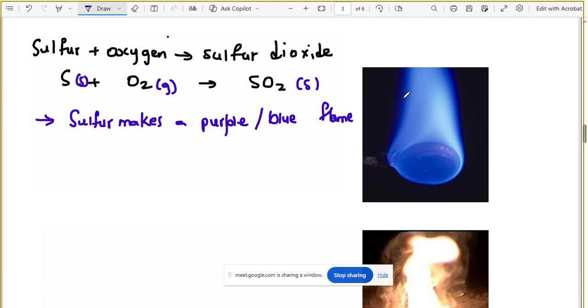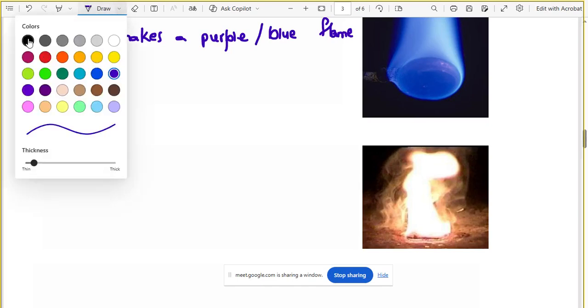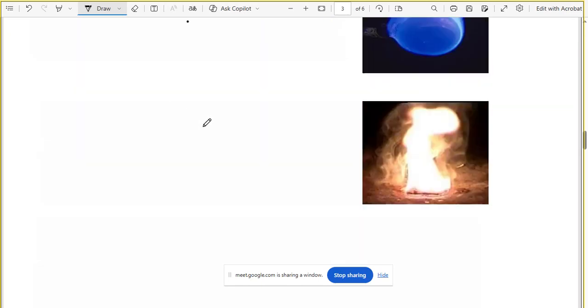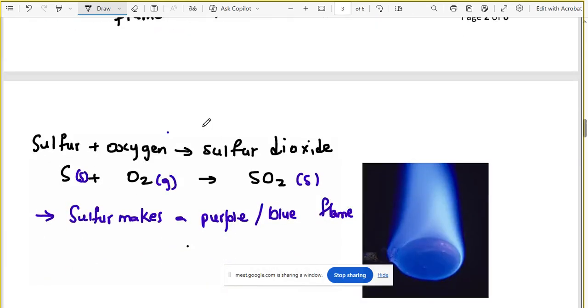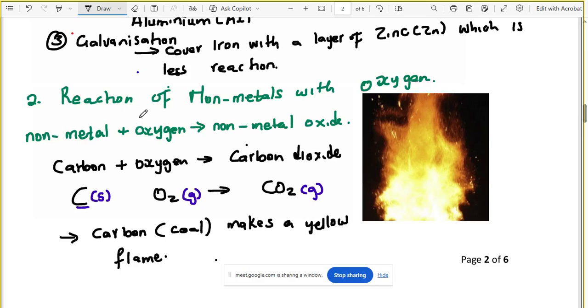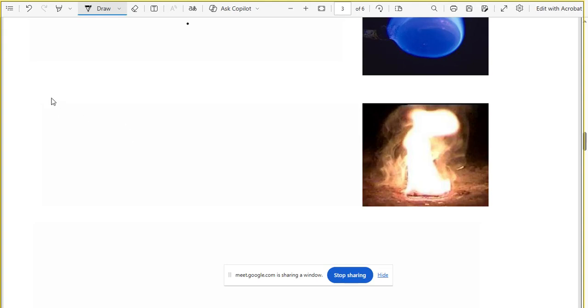Okay. And look at how scary this one is. Yes. So is this the last one? Yes, this is the last one, okay? So now, by the time we complete this one, you'll know the difference when metal reacts with oxygen and also when non-metal reacts with oxygen, okay? Okay. Right. So on the last one, this is phosphorus.